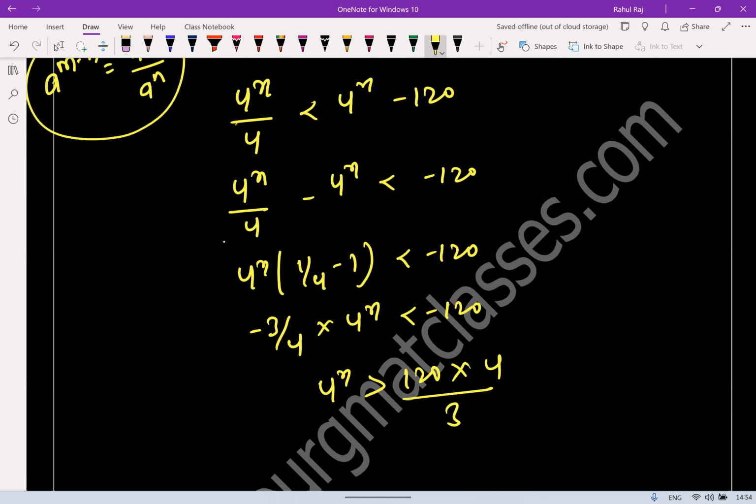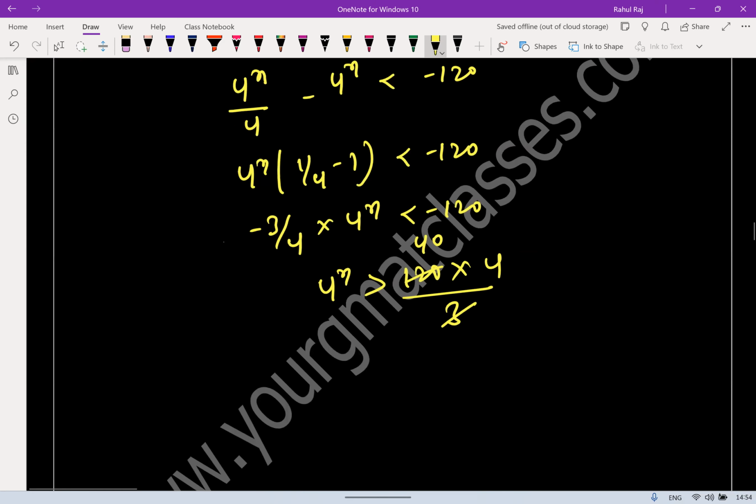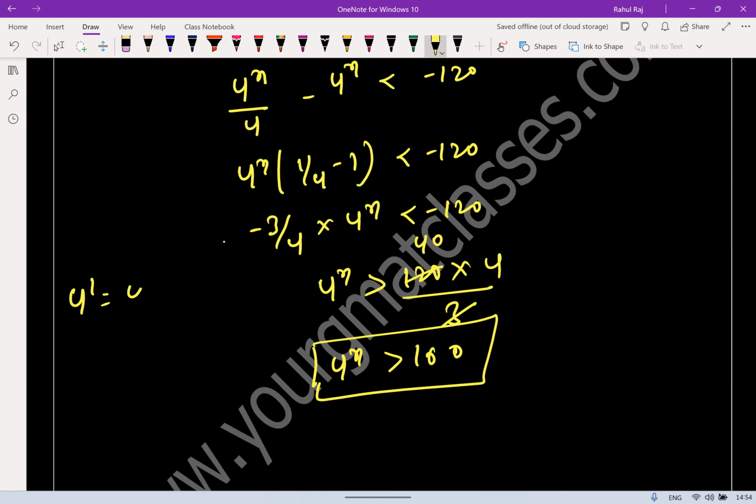Now, Bhaskari, this is a number, I can cross multiply. But if it's a variable, you can't cross multiply. Simple logic. So this says that 4^x is greater than 160. All I'm trying to ask you, tell me when 4 to the power x will be greater than 160. So 4 to the power 1 is 4, 4 to the power 2 is 16, 4 to the power 3 is 64, 4 to the power 4 is 256. So for 4^x to be greater than 160, x should be greater than 3.